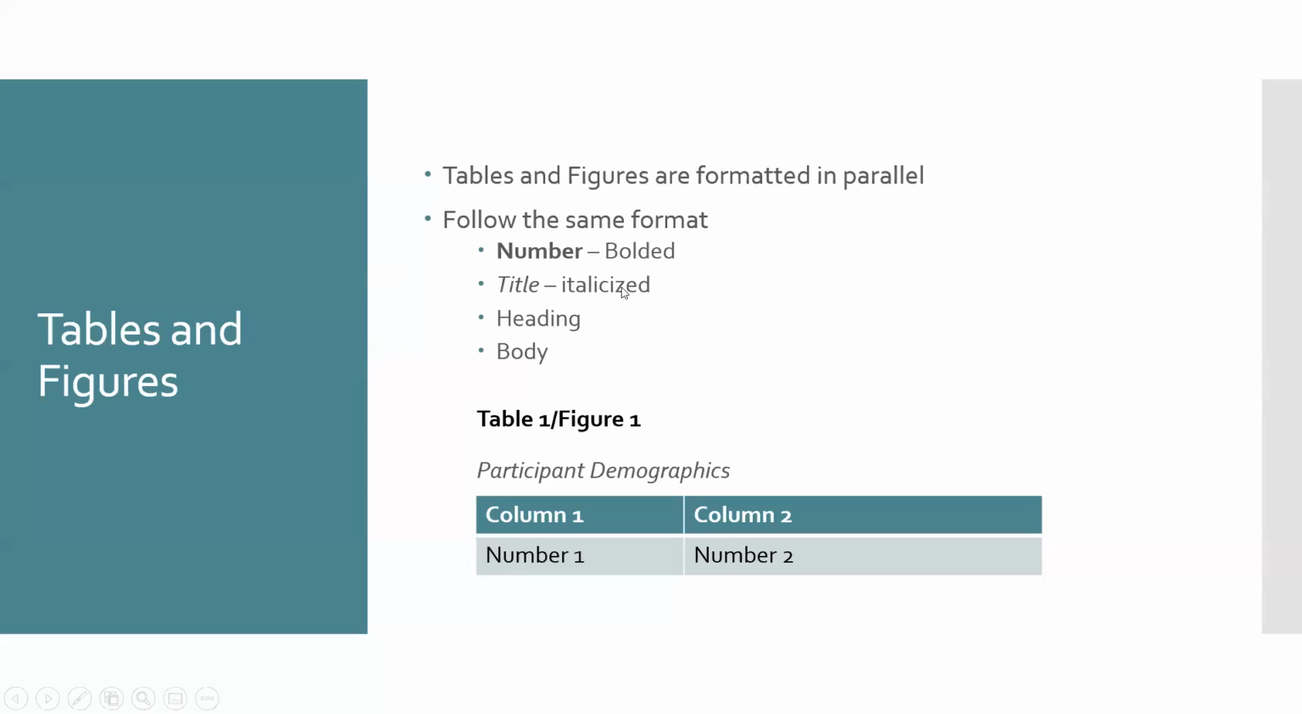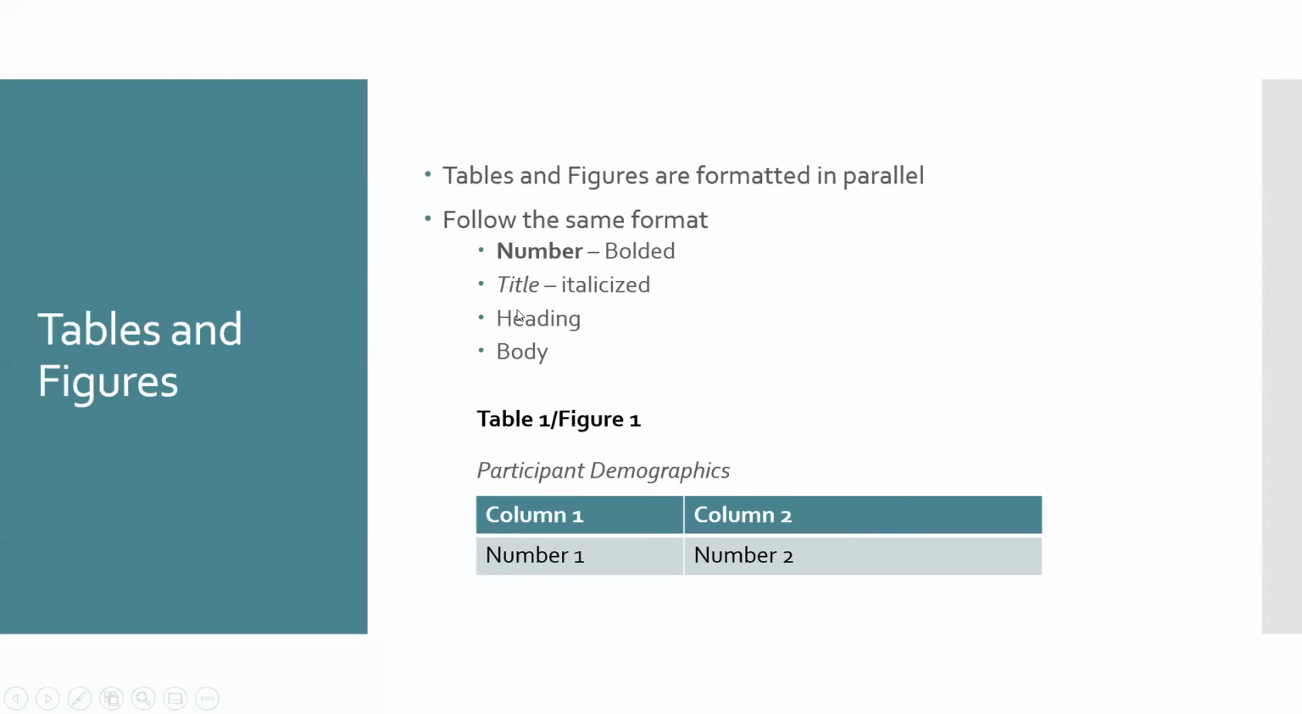So that's always going to be italicized, and as we talked about earlier with the capitalization, each one of the words in this title is going to be capitalized at all times. So if we had something along the lines of scatter plot of variable X and variable Y, scatter plot would be capitalized, of would be capitalized, variable X would be capitalized, variable Y would be capitalized.